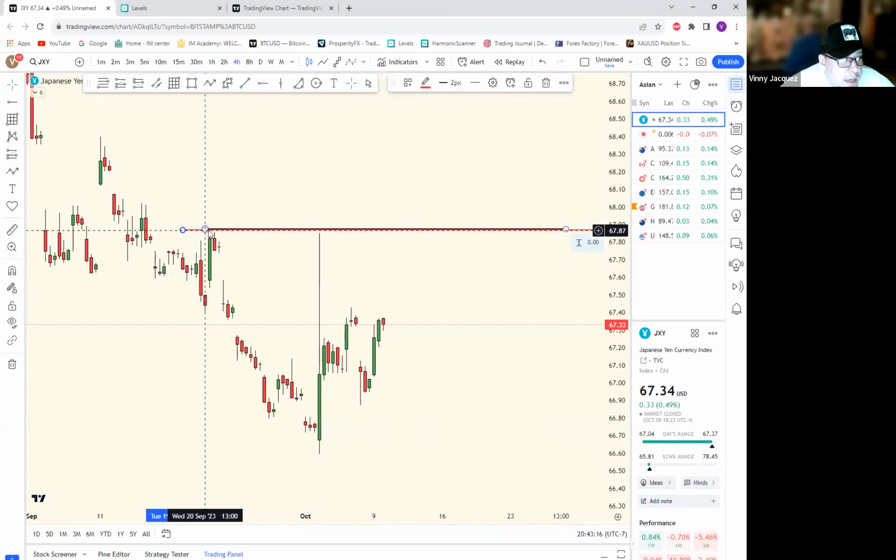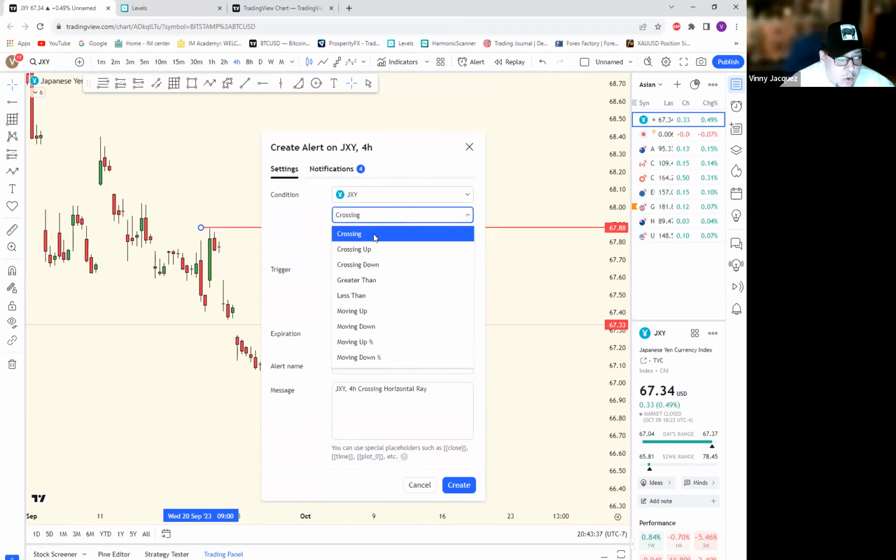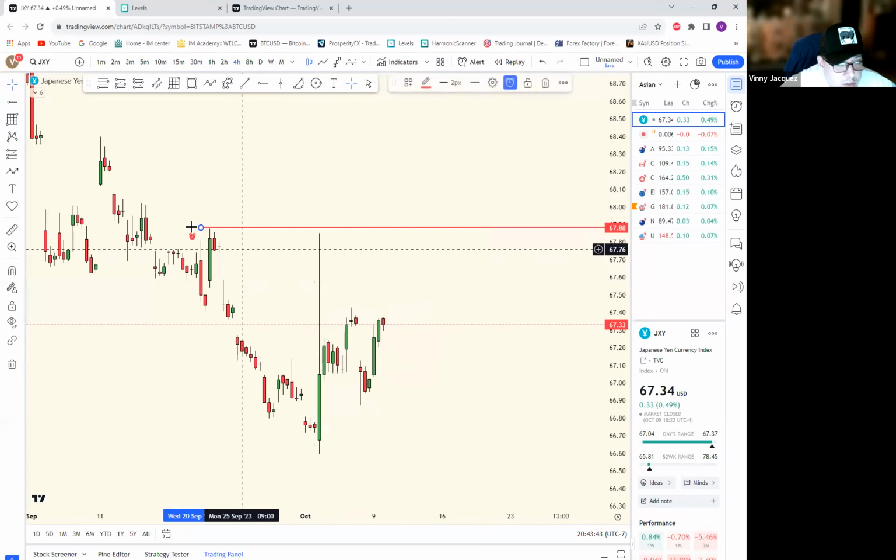Hit alert right here. Once per bar close. So as soon as the market breaks and closes above that zone, you will finally have an alert. If it plays around, it's not a regular alert. It's looking for break and closes. So we'll go for break and close, crossing up. And then yen daily change of character. Boom. So now you'll see an alert pop up.